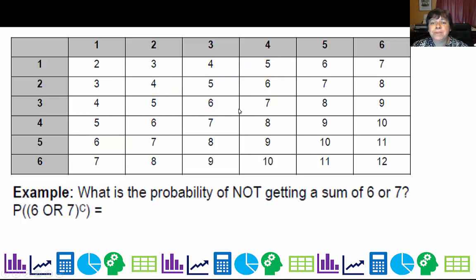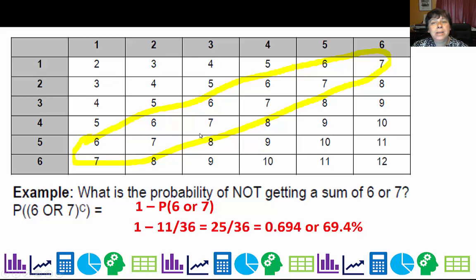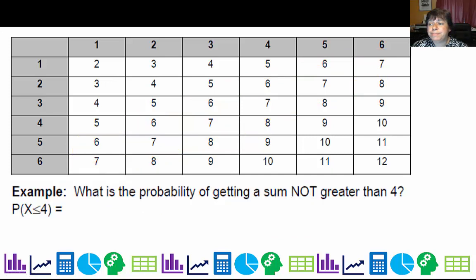What is the probability of not getting a sum of 6 or 7? Well, it's 1 minus the probability of getting 6 or 7. So if I add up all these 6s and 7s, there are 11 of them. So that leaves 25 of these outcomes are not 6 or 7. And that's 69.4%.